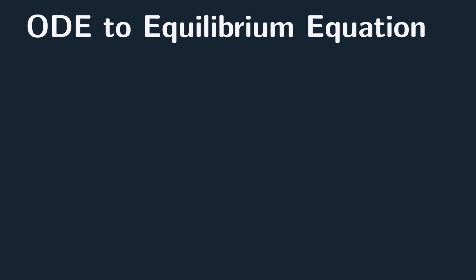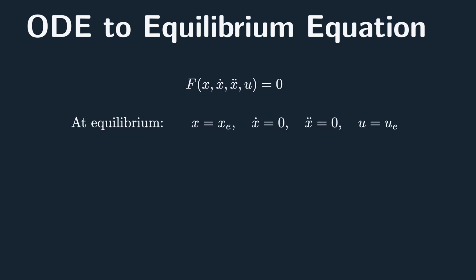We write the ODE as one expression equal to zero and call that expression f. For example, f might depend on x, x dot, x double dot, and the input u. At equilibrium, the system variable has a constant value, which we write as x sub e. If there is an input, the corresponding equilibrium input is also constant, and we write it as u sub e. Because the system is not changing at equilibrium, the time derivatives are zero. So, x dot equals 0 and x double dot equals 0.